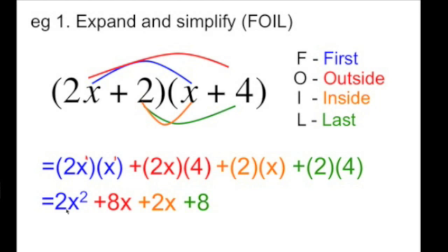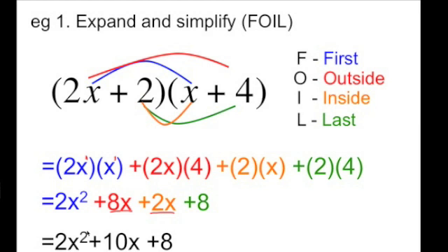And now you have to look at it. You go, okay, are any of these like terms? Well, x squared, there's no other x squared term in here. But you have two terms that have an x in them. Okay? So if you have 8 x's and you have 2 x's, how many x's do you have in total? You have 10 x's. So you can add it up. You can write 2x squared plus 10x plus 8. And that's how we do it.